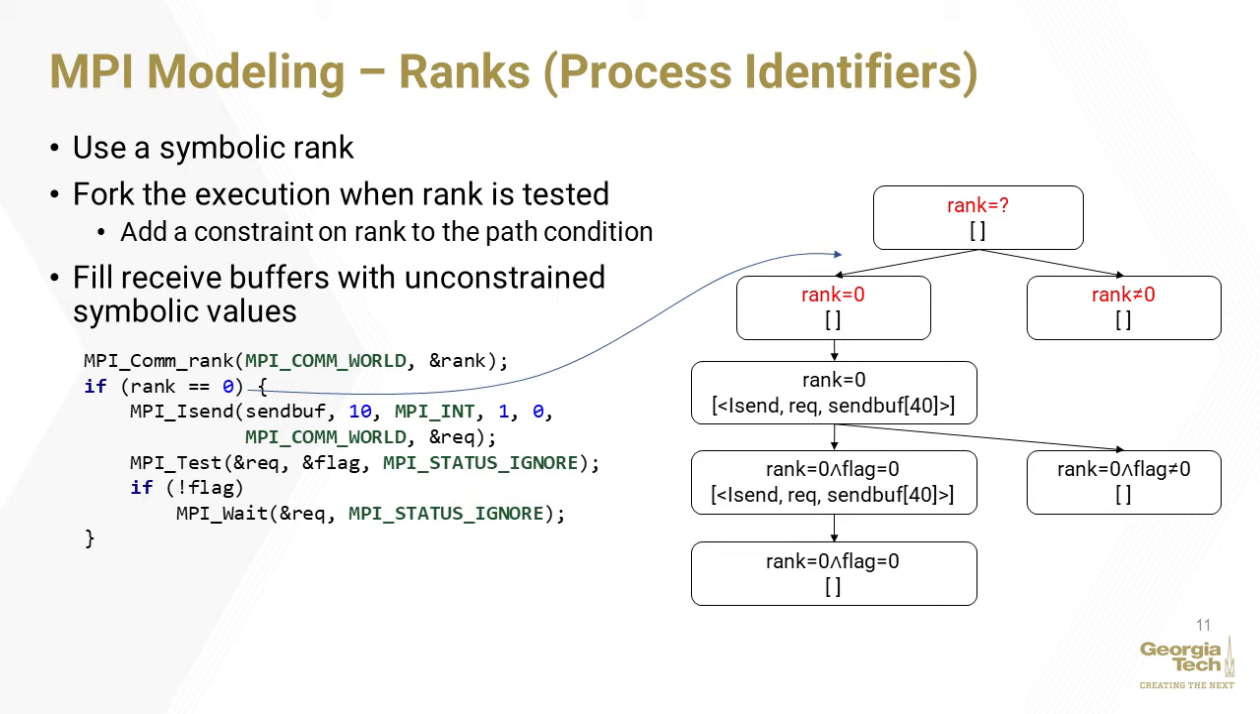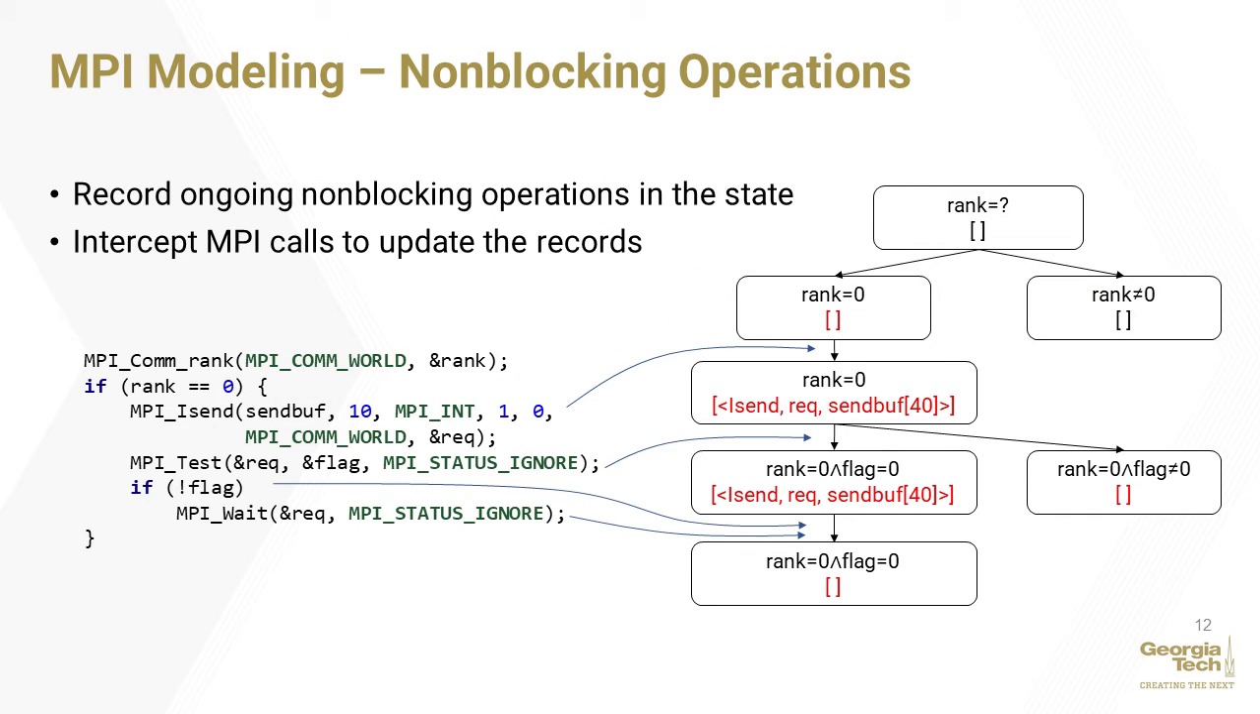When the rank is tested in a condition, we can fork the execution state and let different execution states represent different groups of processes. The actual message passing is not performed in our model. Instead, we fill the receive buffers with unconstrained symbolic values when the communication is known to be completed. In order to detect anomalies related to non-blocking communication operations, we also record currently unfinished non-blocking operations in an execution state. This is done by intercepting relevant MPI API calls to add or remove non-blocking operation records.